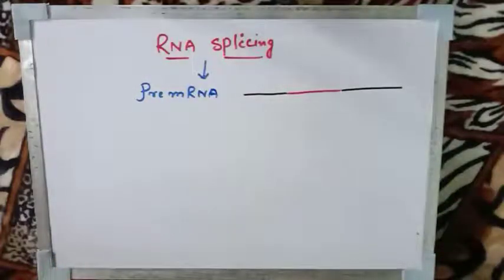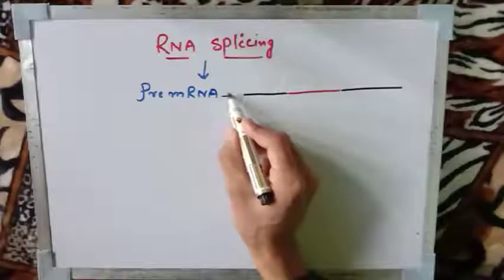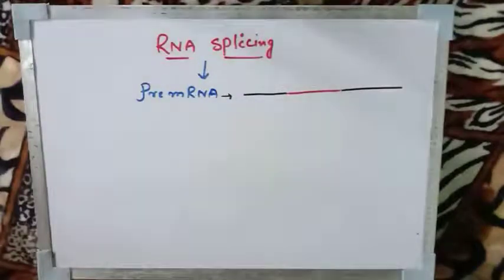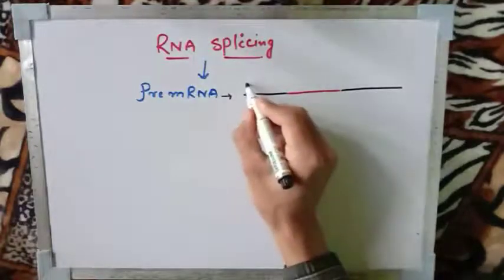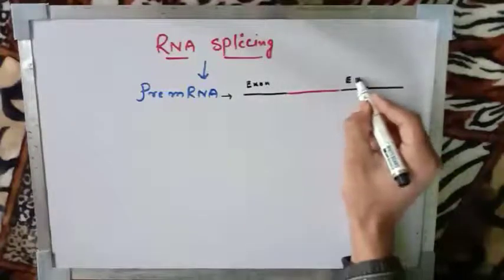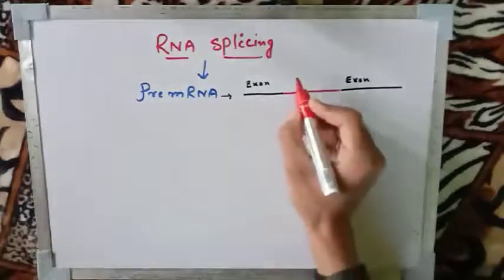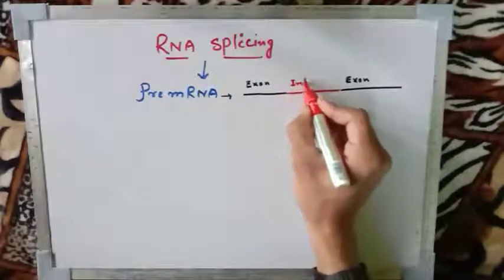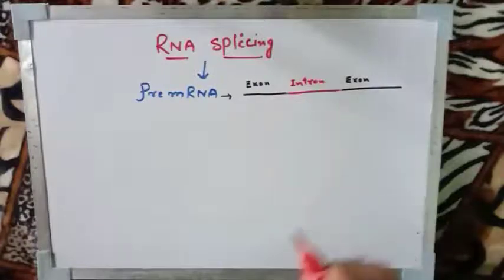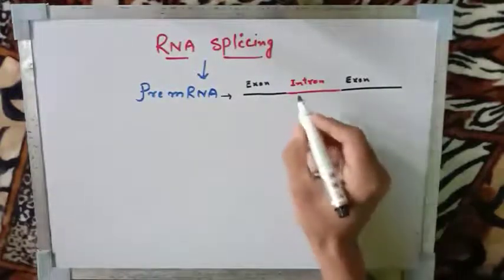Exon and intron. This whole piece of messenger RNA is pre-mRNA. It contains two types of sequences. One is exon. This is exon. And it also contains intron. So what are exons? What are the introns? Introns are intervening sequences.